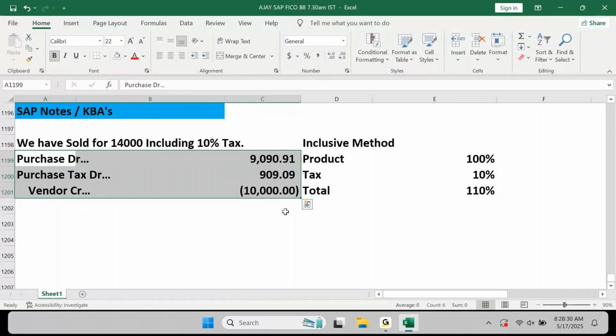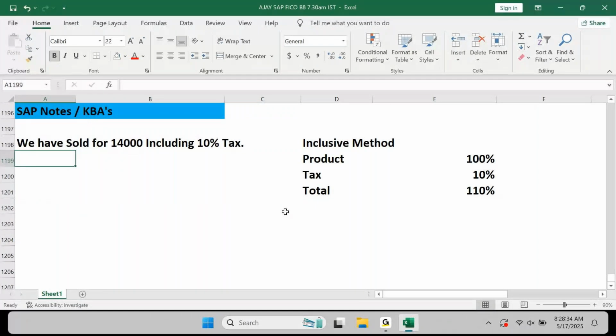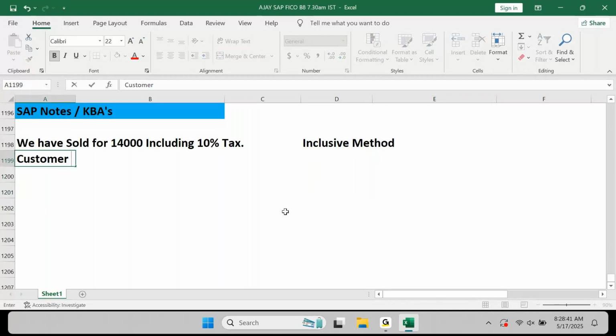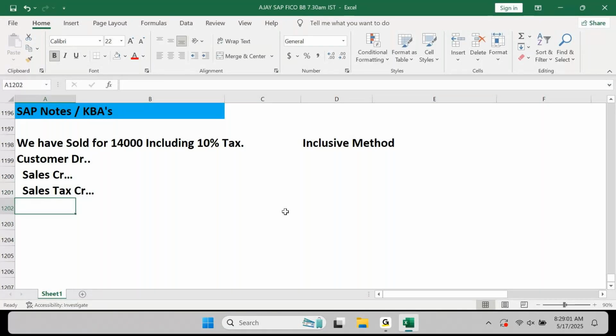Customer account debit. Inventory credit. Customer account debit, sales account credit. Same logic: purchase debit, purchase tax credit, sales credit, sales tax credit. In the accounting entry, is this clear now? Yes. Purchase tax accounting entry, sales tax accounting entry, there should be no confusion.